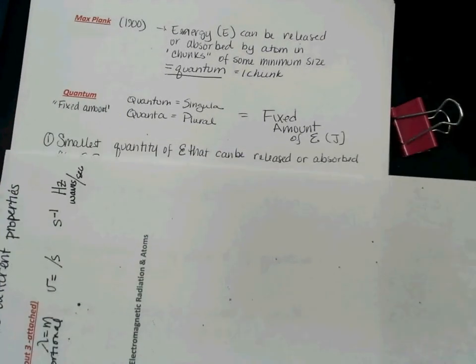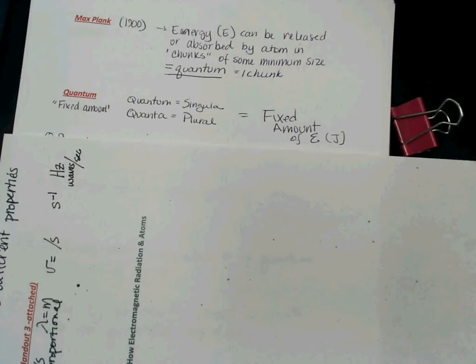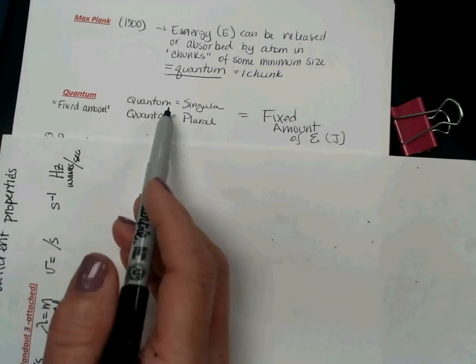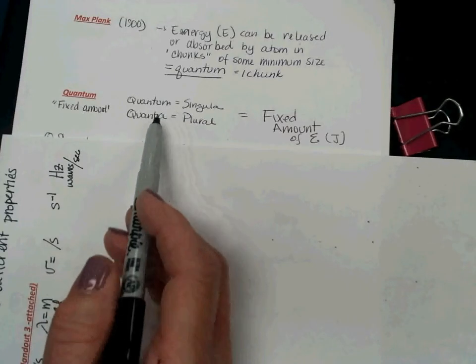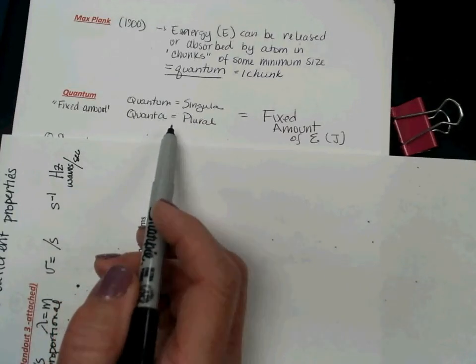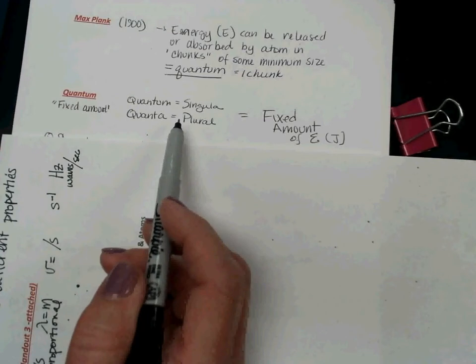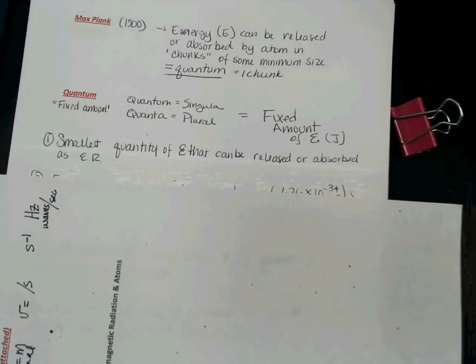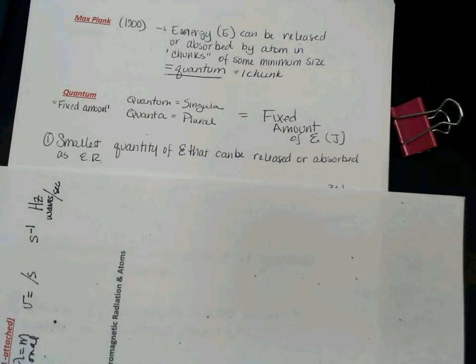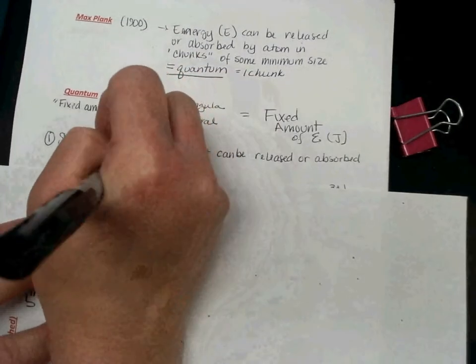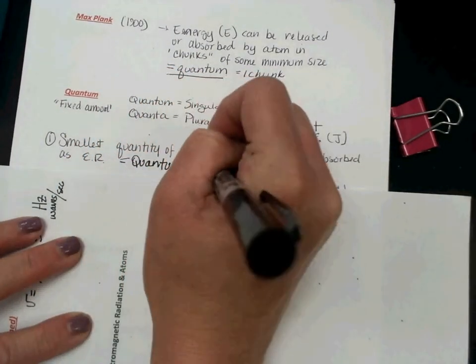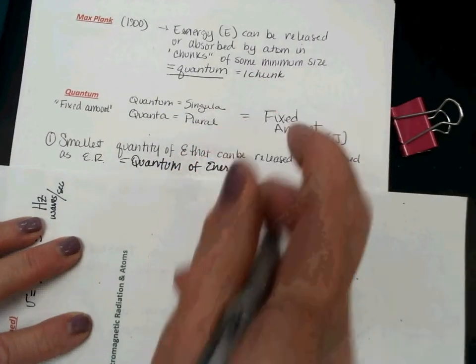Quantum is actually, and this is a little confusing, I think it seems backwards, but anyhow, quantum means a fixed amount. An individual quantum, that's singular. If you're talking about multiple quantums, then you call it quanta. And it's just simply a fixed amount of energy, so it's measured in joules. The smallest quantity of energy that can be released or absorbed as electromagnetic radiation. That's your quantum of energy.